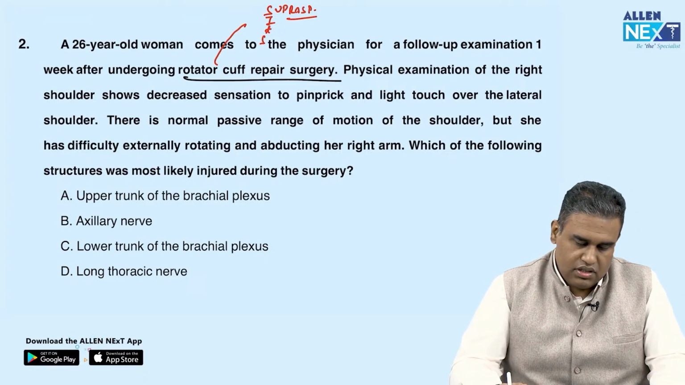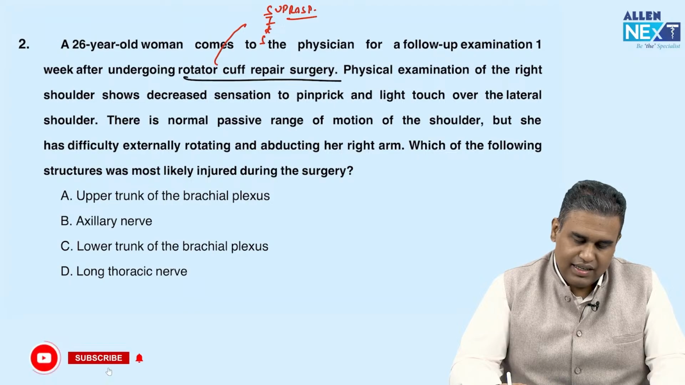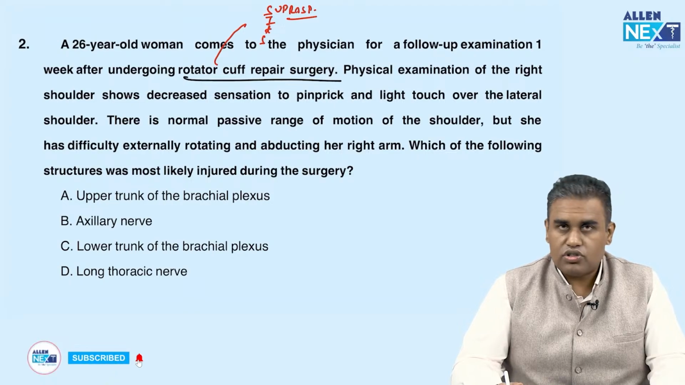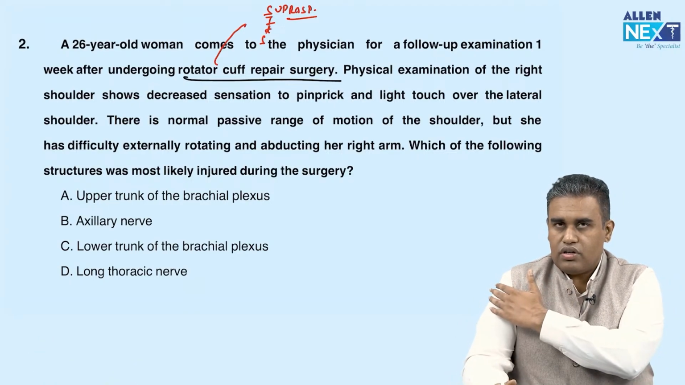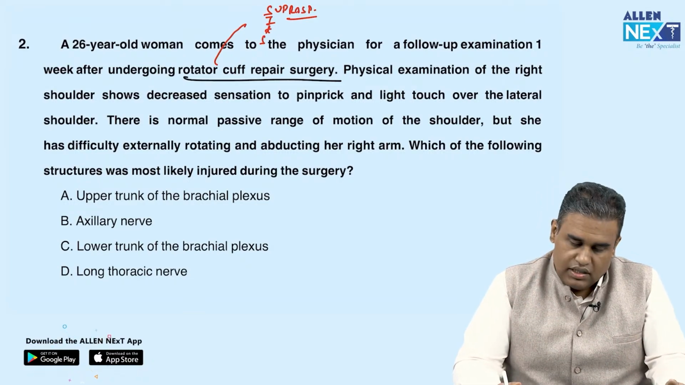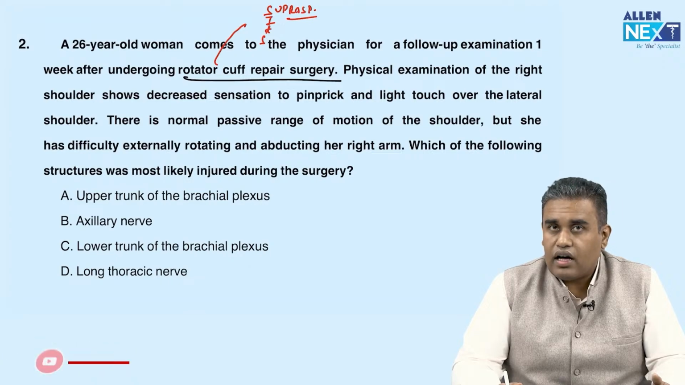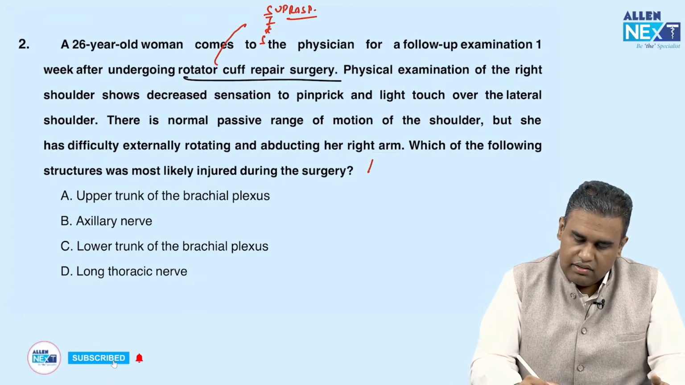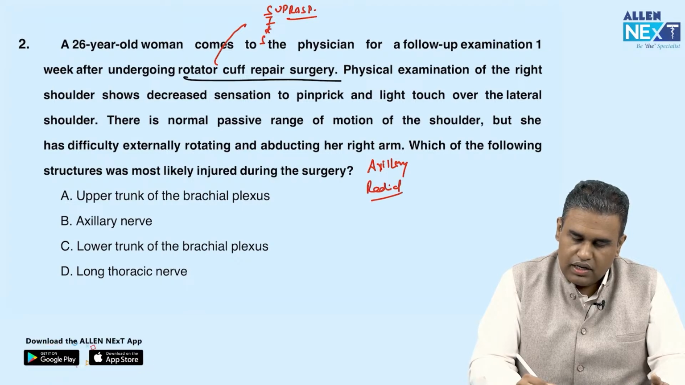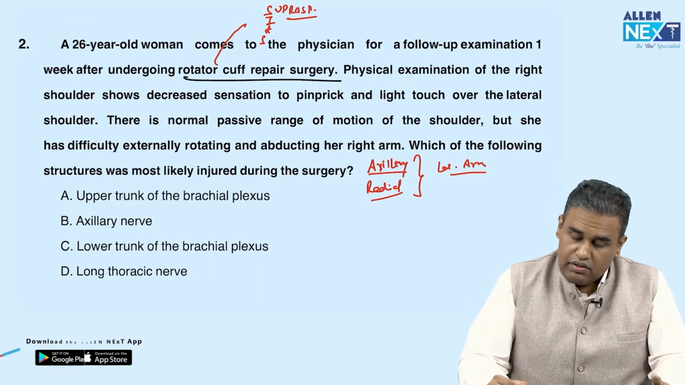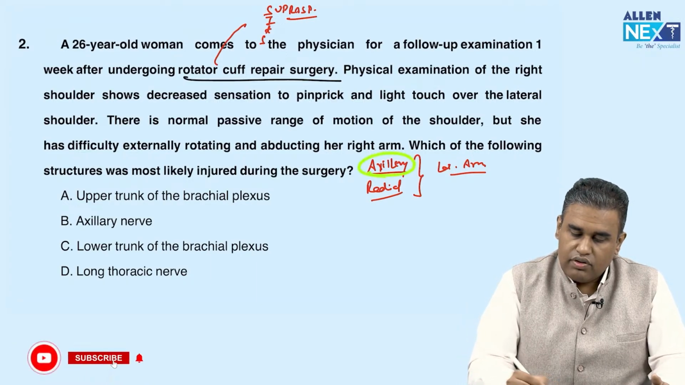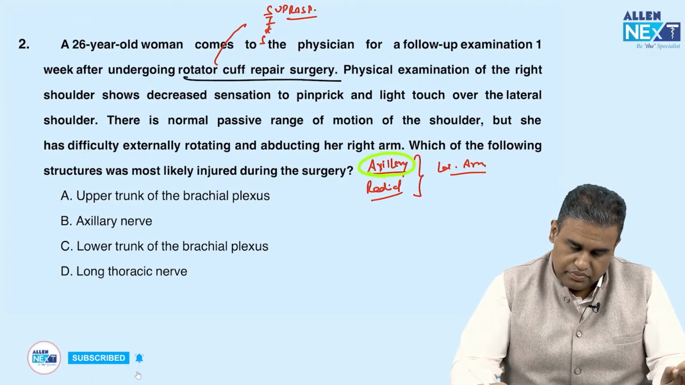Next, physical examination of the right shoulder shows a decreased sensation to pinprick and light touch over the lateral shoulder. So here on the lateral part of the shoulder, there is decreased sensation. This part, if you remember, is supplied by the lateral cutaneous nerve of arm. In the arm, we have the axillary nerve at the upper part and the radial nerve at the lower part. In the lateral part of the shoulder, we have this axillary nerve over here. This information you should know.